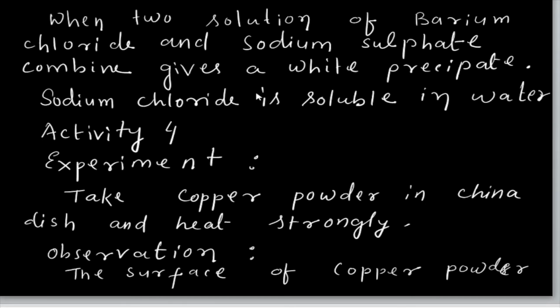What is that barium sulfate? White precipitate. And sodium chloride is soluble in water. So what is the formula of barium sulfate? That is BaSO4. Now you will go to activity 4, then experiment.